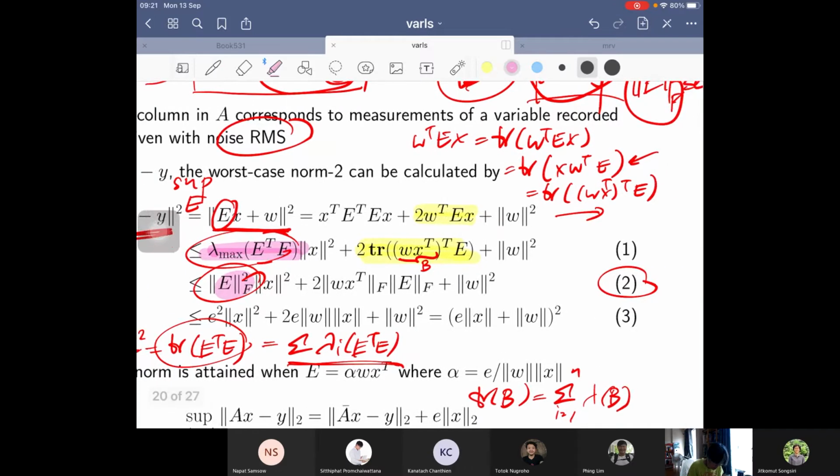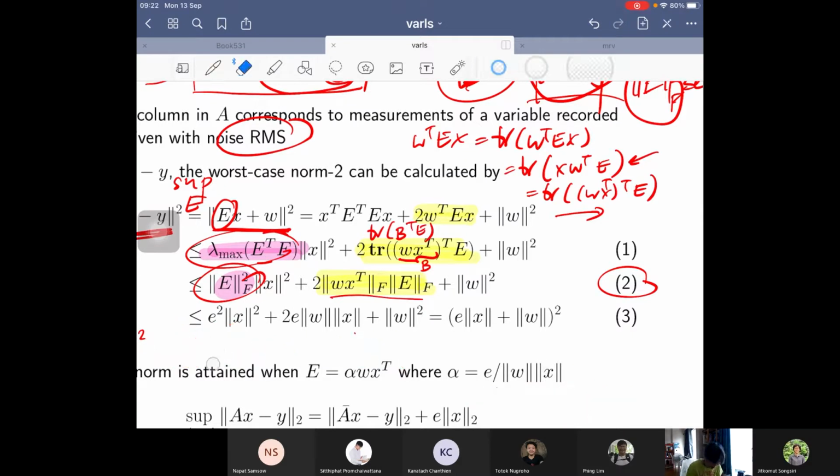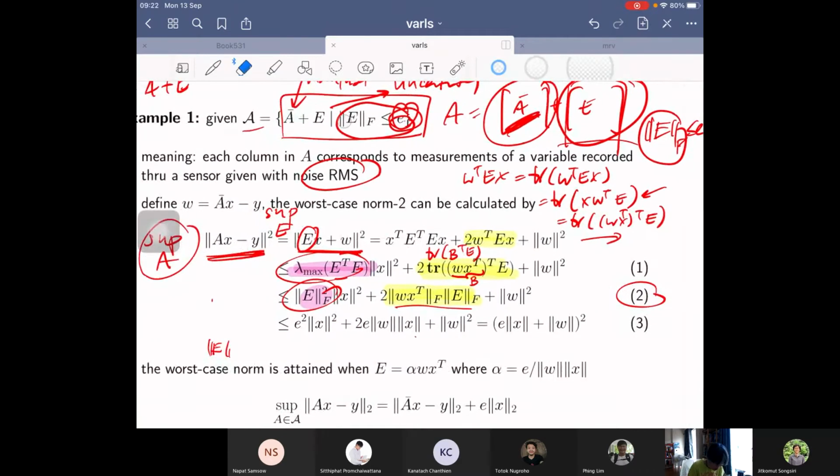Next, the yellow term. For the yellow term, I'm going to apply the Cauchy-Schwarz inequality for matrices, because in the yellow term I already have the form the trace of B transpose E. So this is Cauchy-Schwarz. Next, in the last line, from the description, the Frobenius norm of the error term matrix E is bounded by e. So here you have e squared.